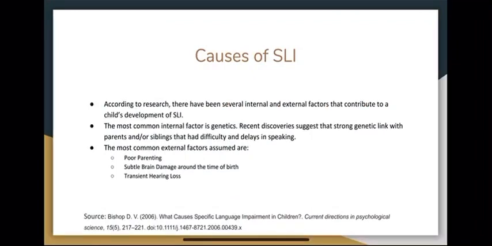Causes of SLI. According to research, there have been several internal and external factors that contribute to a child's development of SLI. The most common internal factor is genetics. Recent discoveries suggest that there is a strong genetic link with parents and/or siblings that have difficulty and delays in speaking. The most common external factors assumed are poor parenting, subtle brain damage around the time of birth, and transient hearing loss.